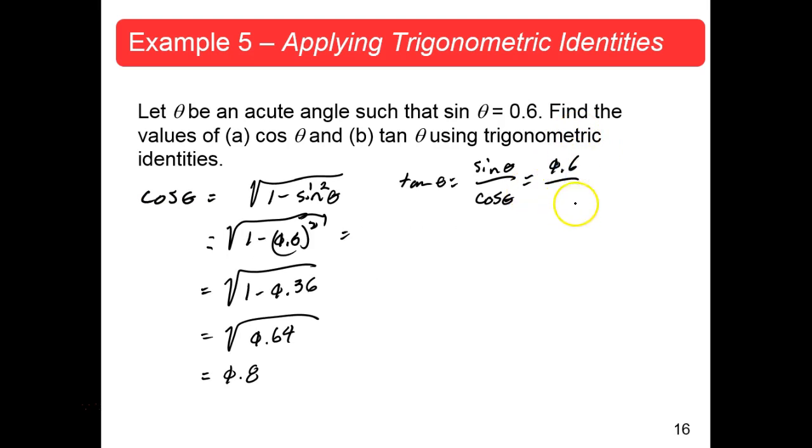0.6. And what's cosine theta? 0.8. And you can move your decimals one place. That would be 6 over 8, which is pretty exciting stuff, isn't it? 3 over 4, which you could write, since the other was written as a decimal, 0.75. Okay? All those are correct answers, but either one of them. Okay? So not bad at all, is it?